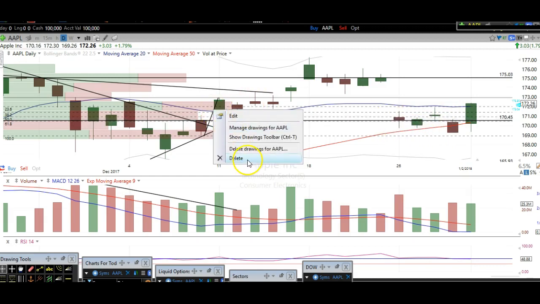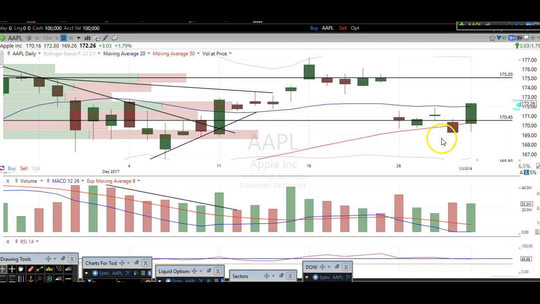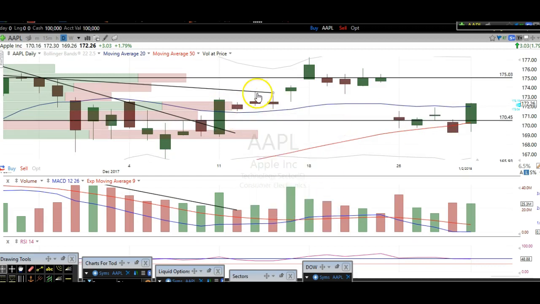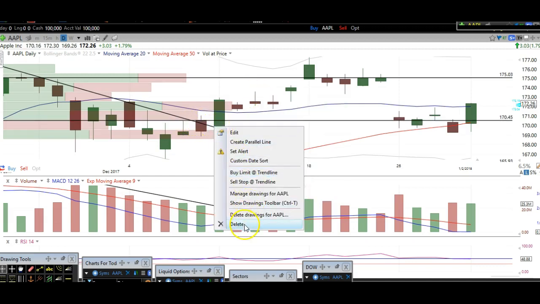I'm going to delete this Fibonacci so we can clean up. Okay, that looks much better. Let me delete a couple of lines here too as well. Okay. Just want my chart to look as clean as possible.